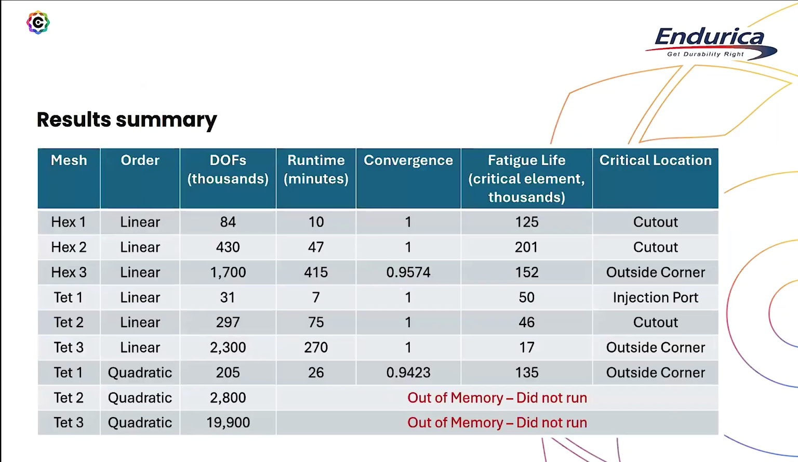And this is just a summary of all of the different areas and meshes that we ran. The degrees of freedom is the number of equations in the model, and that correlates with the runtime in the next column. As we increase our refinement of the mesh, the runtime is obviously longer. Our quadratic, again, wasn't able to solve, and our convergence is also dependent upon our mesh refinement. As you get smaller elements, it can become harder to converge the model.